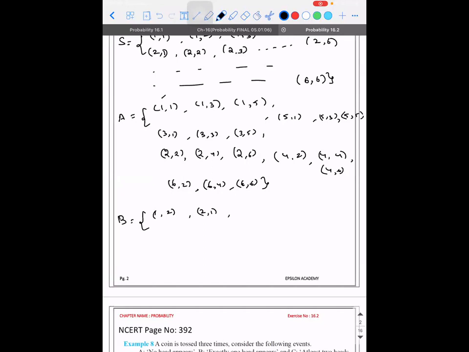So 2,1 is there. Similarly, you can think of 2,4. But let's do one thing. We'll start with 1, okay? I'll tell you the order. 1 you added to 2, you'll get 3. 1 you added to 5, you'll get a 6. Similarly, 2 you added to 1, you will get 3. 2 you added to 4, you'll get a 6.